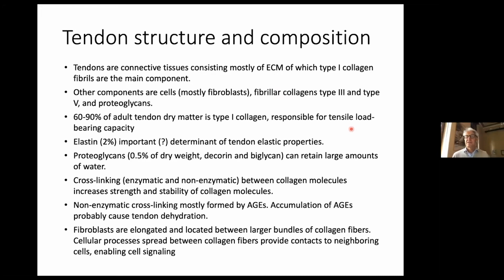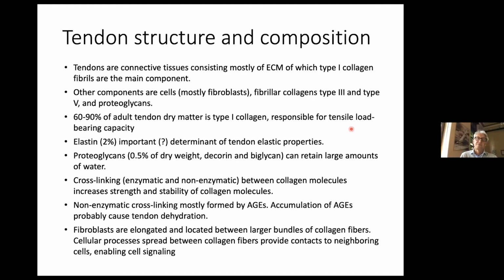And this is the component that is mostly responsible for the tensile loading capacity. There is also a small amount of elastin, and it probably has a role in determining the elastic properties of the tendon. Another important component is proteoglycans, which constitute 0.5% of dry weight, made up of decorin and biglycan. And this is important because they can retain large amounts of water.